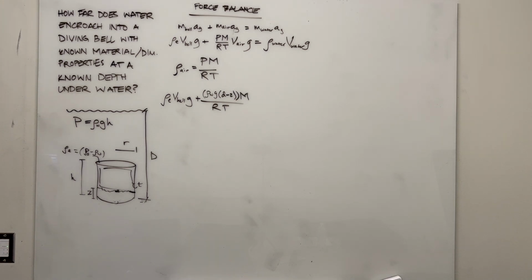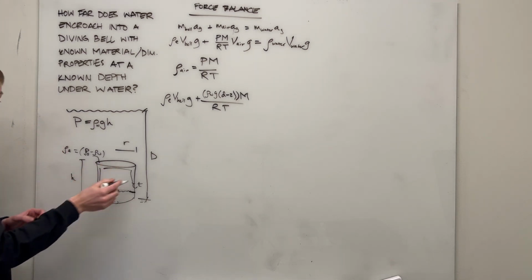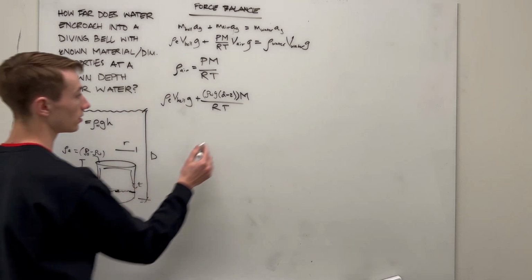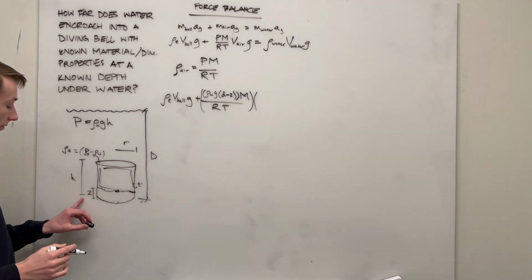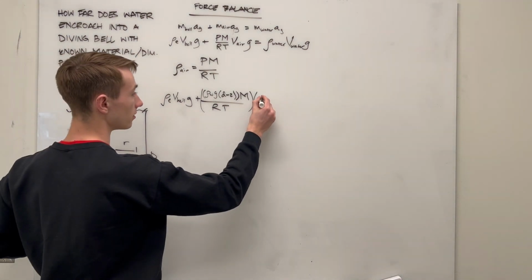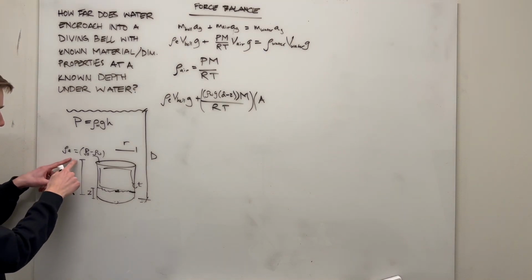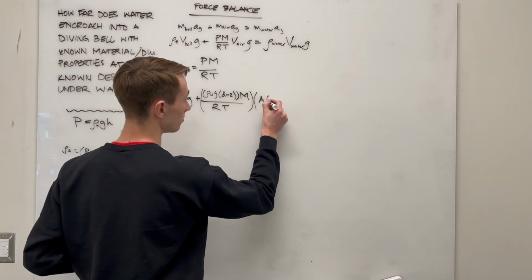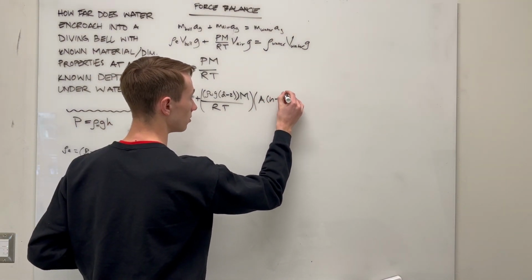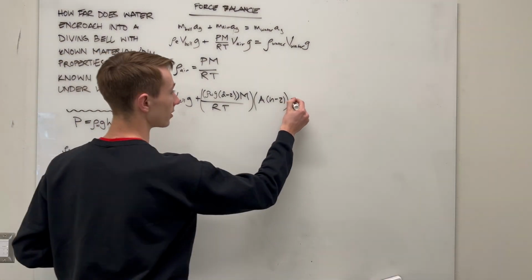Well, the volume of air is, at this depth, going to be the cross-sectional area times the height of the cylinder, right? So we can multiply this. We have the cross-sectional area, we'll call that A, times, what is the height of the cylinder? Well, it's H minus the amount that the water has encroached, right? So H minus Z, times G. Can't forget G.